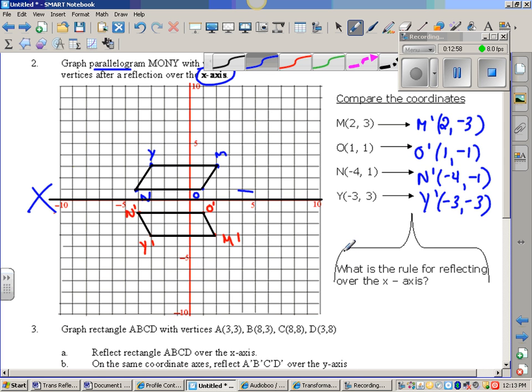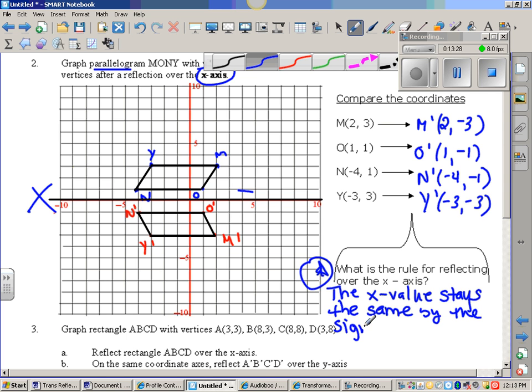The y changes sign. So again, that's where I want you to write this right here so that you don't forget, because this is very, very important. The x value stays the same. Again, just like on the y-axis, you negated the x. When you're reflecting over the x-axis, you negate the y. It's kind of like the opposite. So the x value stays the same, but the sign on the y changes.